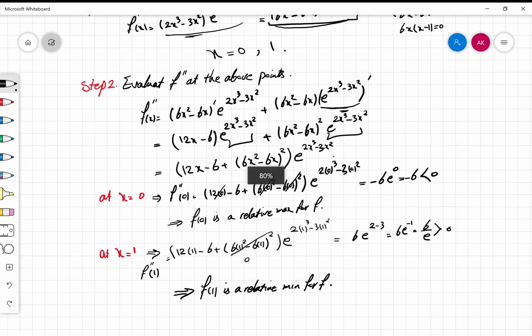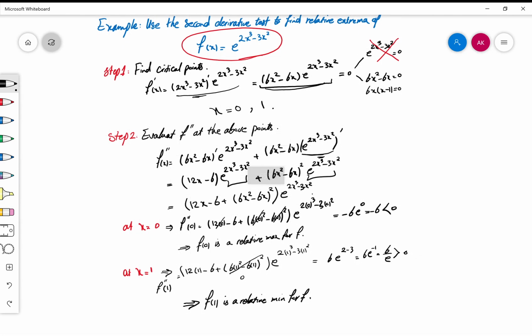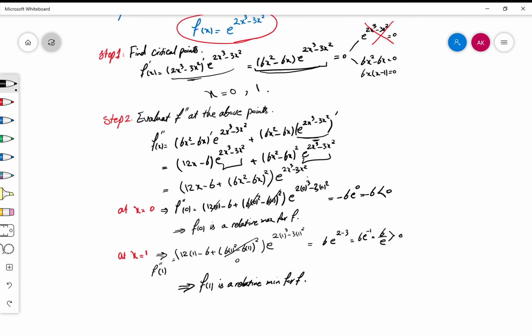So this way we were able to evaluate and find those values. By the way, the function is nice, so we can actually evaluate what is f of 0. It is e to the power 0, which is 1. So 1 is a relative max. And f at 1 is e to the power 2 minus 3, which is 1 over e, a relative min for the function.